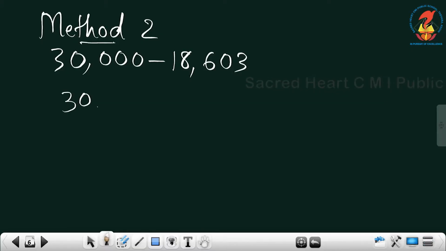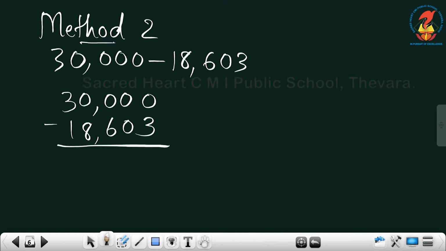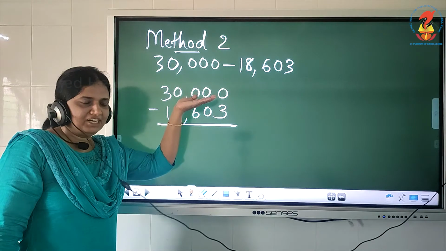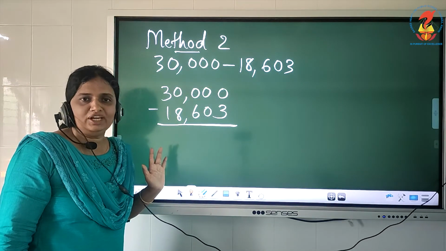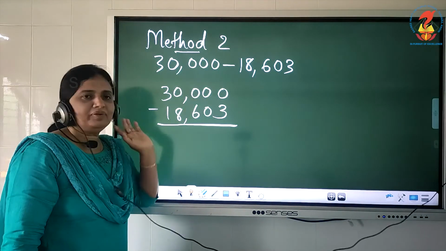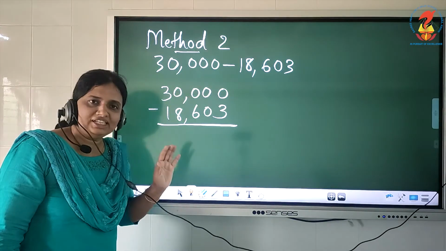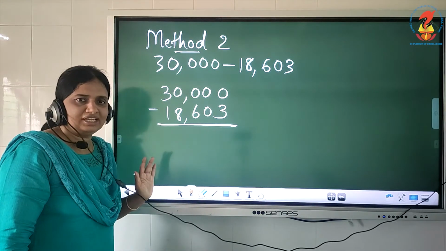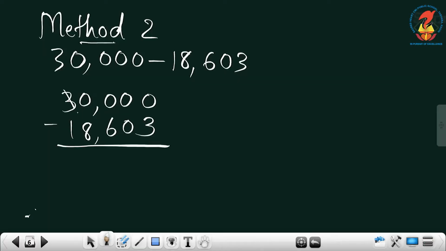This method is 30,000 minus 18,603. And subtraction always starts from the ones place, but the ones place is 0. I need to borrow 1 from the neighboring number, that is also 0. And this number is also 0. And this number is also 0. I can borrow only from the last digit. First I need to cut it and write 2 here. Then it will become 10.